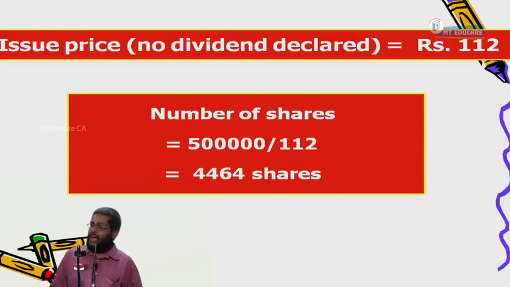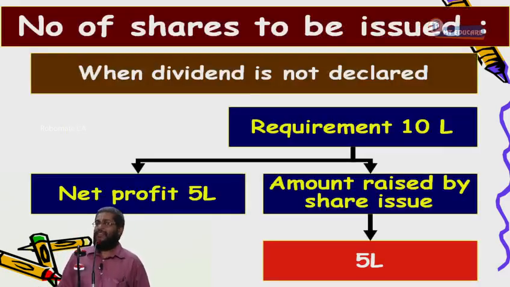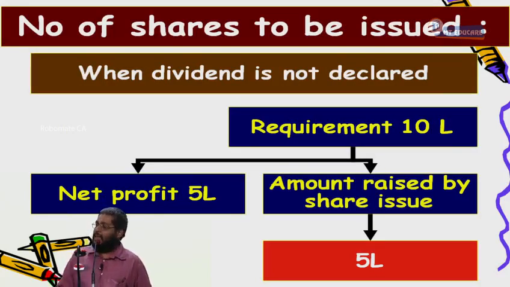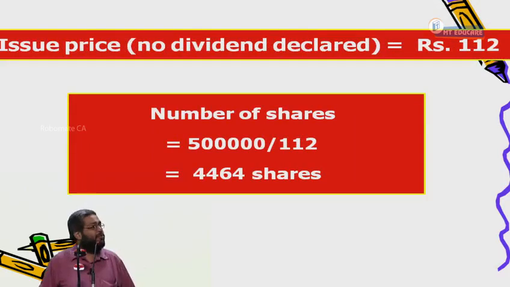Respond, yes or no? After 1 year, I want to make a new investment of 10 lakhs, in which the profit expected is 5 lakhs, to be financing it partially. The balance 5 lakhs needs to be raised, and I am going to raise it without declaring dividend. The share price is expected to be 112. How many shares do I expect to issue? 4,464 shares. Hence, to finance my new project.